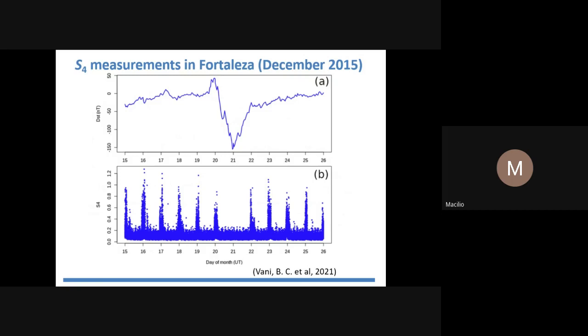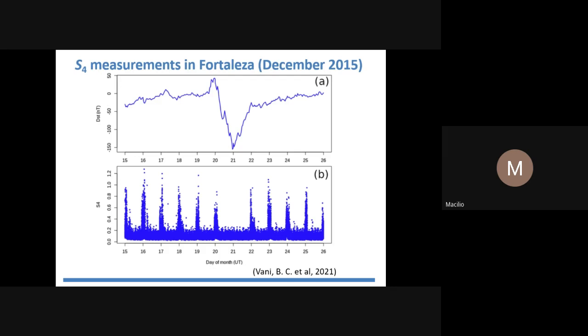Here we have some measurements in Fortaleza, done by GPS. Then we have measurements made in December of 2015, on the days 15 up to 26. We can observe that at about midnight we have a strong scintillation on all the days. The level is greater than 1 in some cases.